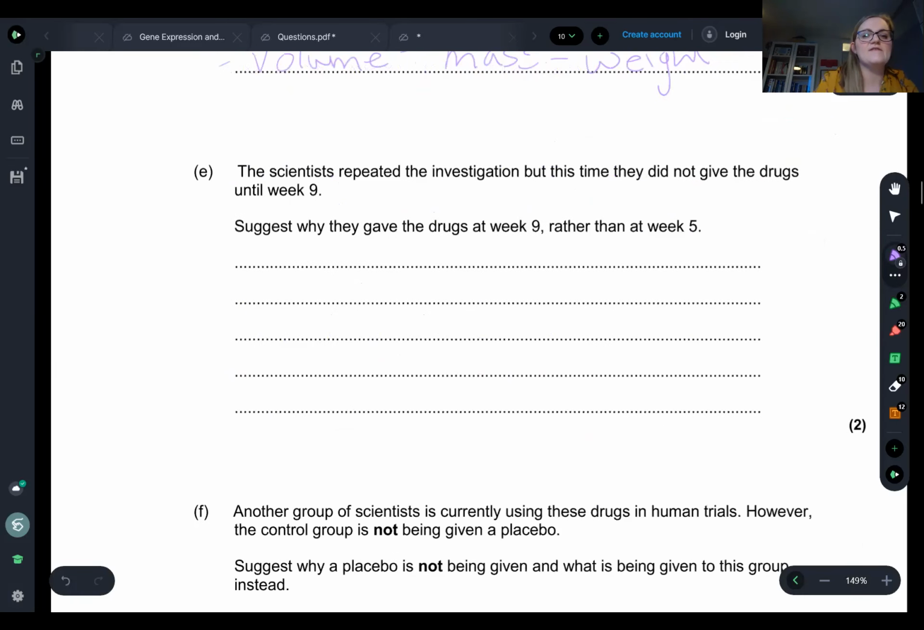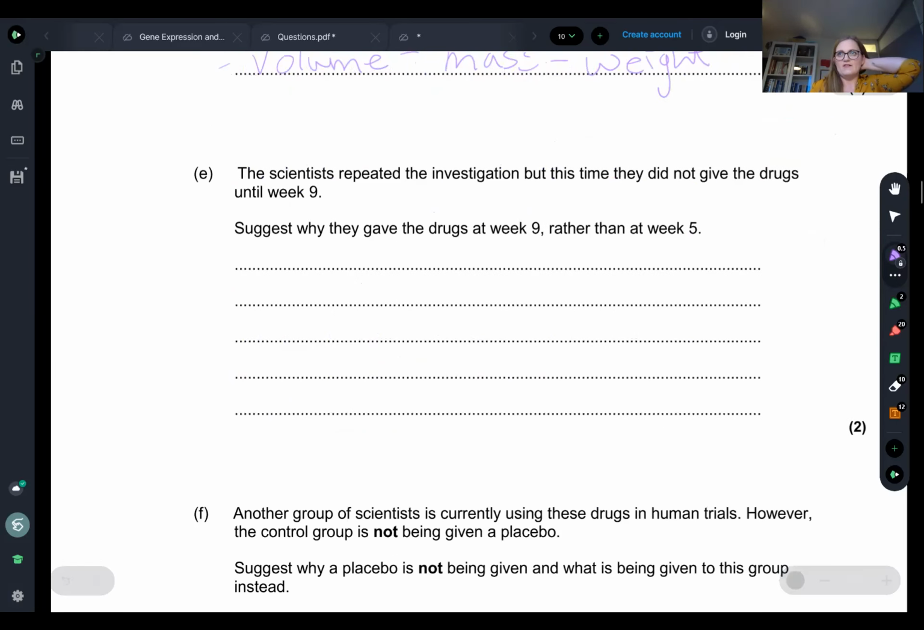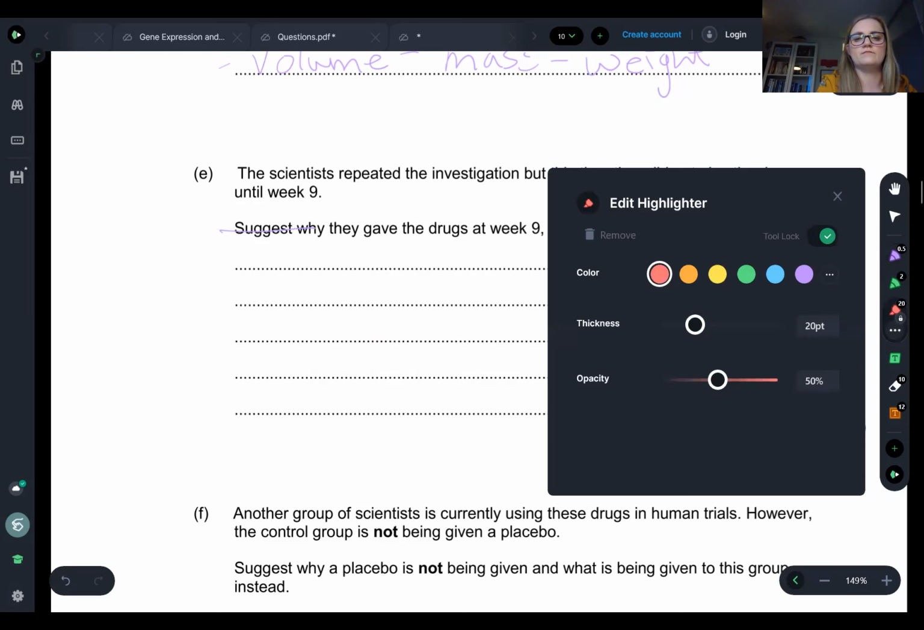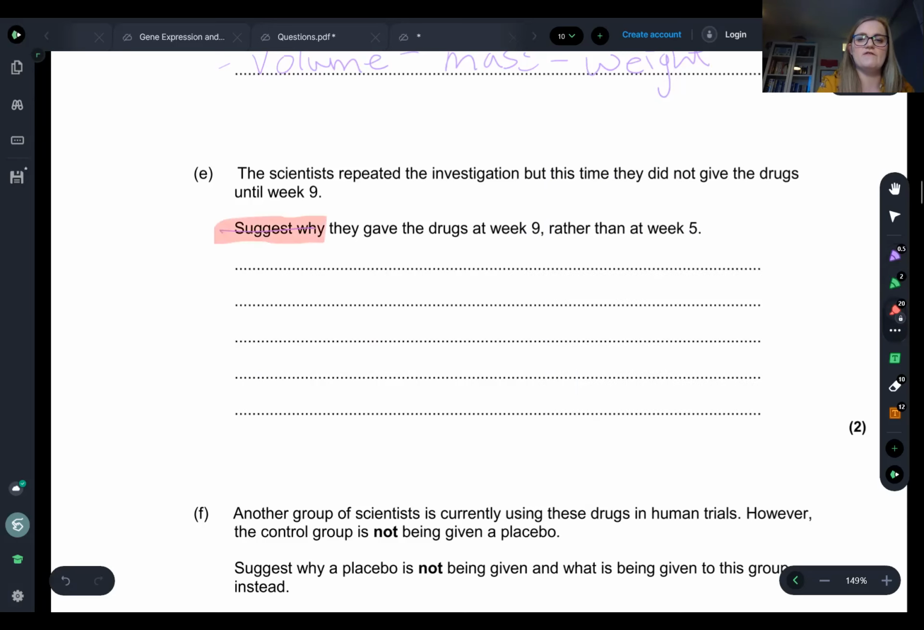So part E, it is a very long question, and I wanted to pick this one out because this is one where it actually uses lots of information. So the scientists repeat the investigation. This time they don't give the drugs until week 9. Suggest why they give the drugs at week 9 rather than week 5.